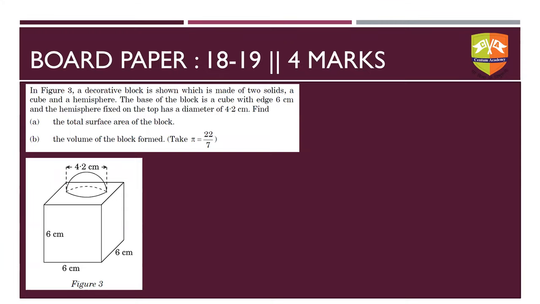So meanwhile you are doing, I will also start so that we can save some time. The base of the block is a cube with edge 6, and the hemisphere fixed on top has a diameter of 4.2. So it's diameter, so you have to be taking care of that. Find the total surface area of the block. Oh, people have already done.